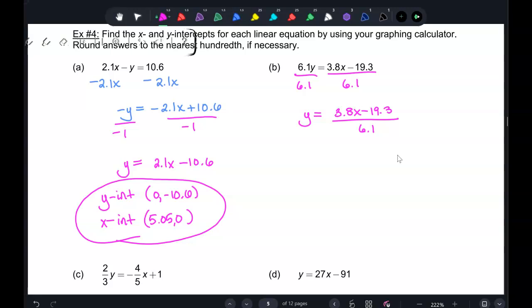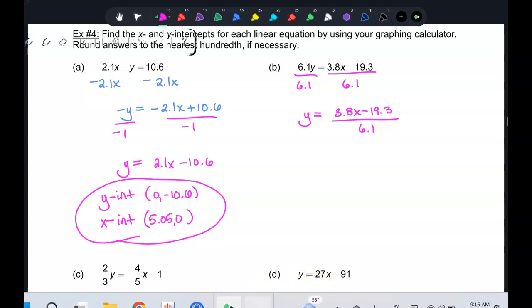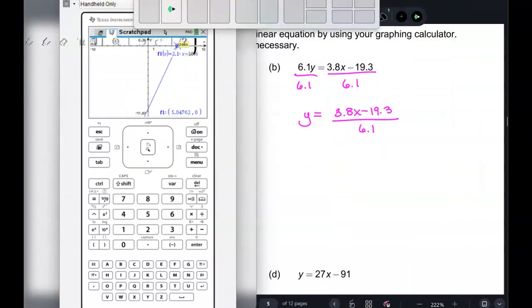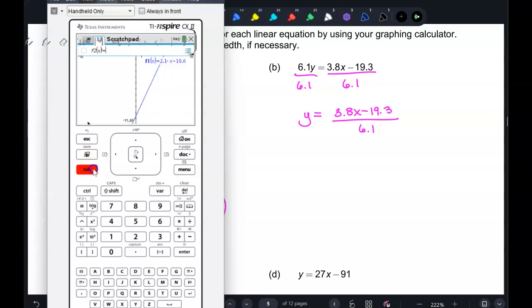Okay, so I just have to divide by 6.1. Now again, I don't have to simplify this. Go into your graph. How do I go back again to the previous one? Press tab and up, and then delete. If I press the tab button, up, 3.8, and then I want to delete that. If I do control divide, I should be able to type in 3.8x minus 19.3. And then I'm going to use the down arrow to put 6.1 in the denominator.